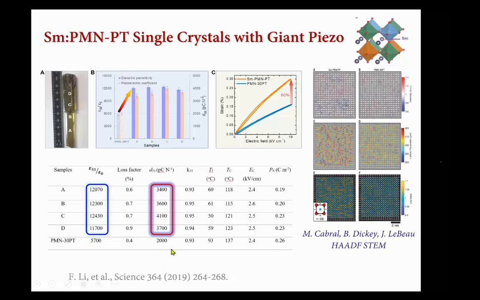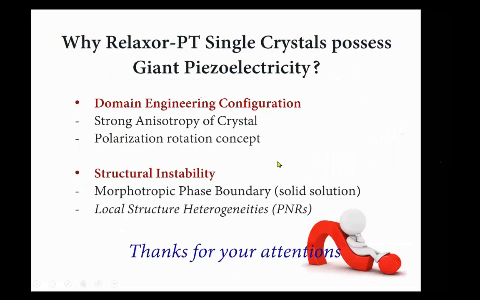PMN-PT crystals. Based on this, we also used high angle annular dark field STEM in collaboration with Brodick and Labue from NC State. We found, as expected, the samarium dopant only goes to the A site. It will not go to the B site. Meanwhile, the dopant on the A site greatly fluctuates the lattice parameters and induces local tetragonality. That means the dopant on the A site induces more local structural heterogeneity or polar nanoregions, as our motivation expected. Now we have explained the questions.